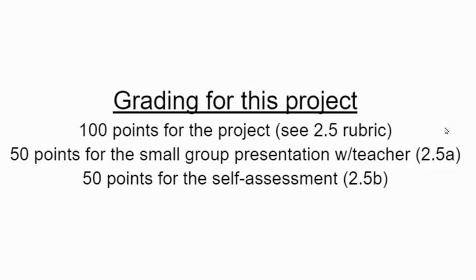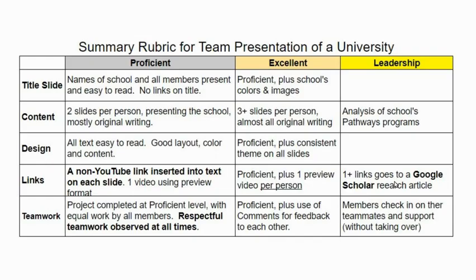So grading for this project, it is a 200-point project. 100 points for the project itself, 50 points for the small group presentation, where you and your team will sit down with me and we'll look at the project. We'll really grade it together, and then 50 points for your own self-assessment. Let's look at the rubric briefly.